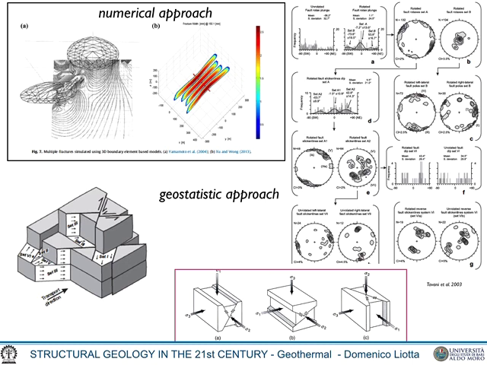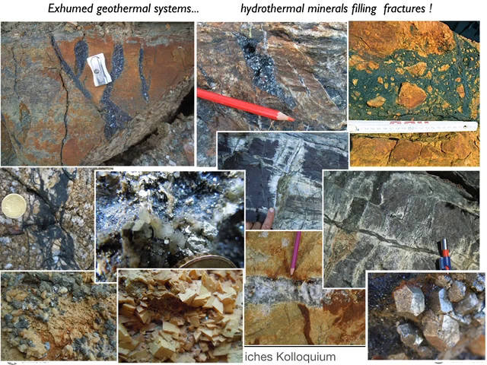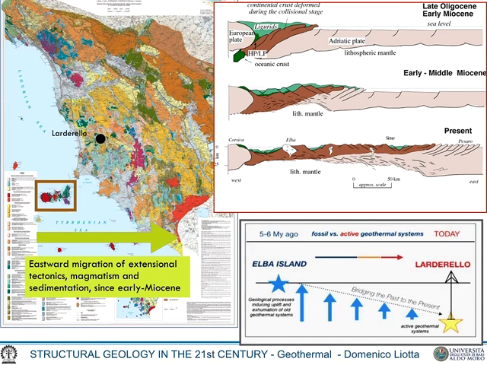However, in exhumed systems we have an advantage with respect to the oil systems. In fact, in the old geothermal systems, we have hydrothermal minerals filling fractures. So it implies that the system is fossilized and the relationship between fluid flow and fractures is blocked at those conditions. And so we can really study what occurred at that time before exhumation. So now let's see something about Elba Island, that is our exhumed system with respect to the Larderello area.